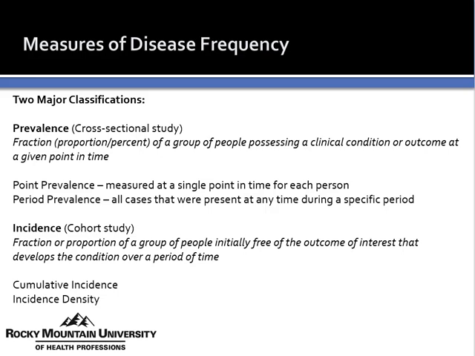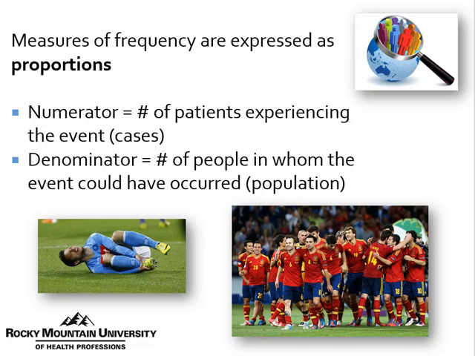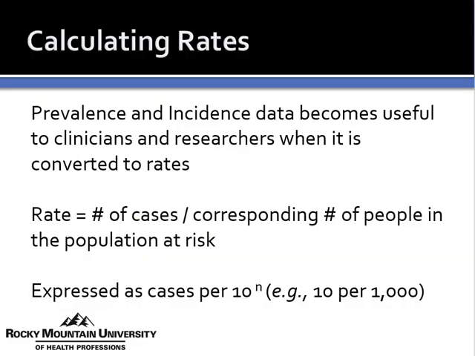All right, welcome back. So we're picking back up at the two different measures of disease frequency. Now, these different measures are expressed as proportions. So the number of patients who experience a case versus the number of people who could have experienced that event. In other words, the population that is being examined.